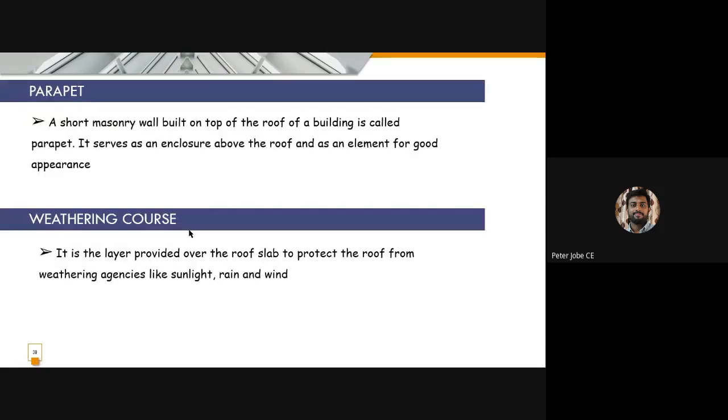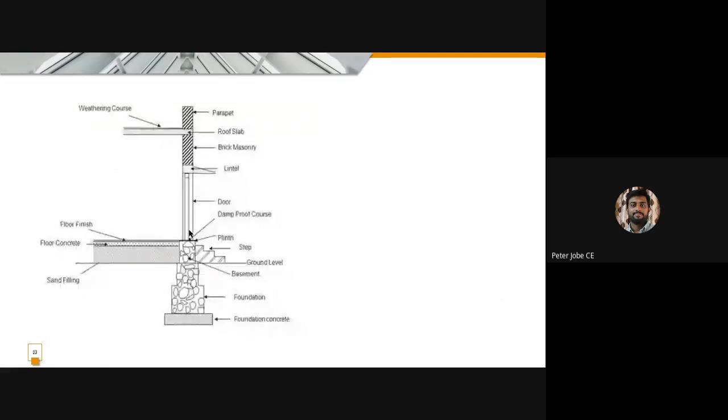And next is parapet. A parapet is a short masonry wall built on top of the roof of a building, as an enclosure above the roof and as an element for good appearance. So the main function is to provide an aesthetic appearance for our building. If this is a roof, along the boundary of our roof slab we'll provide a small parapet. The height will mostly be around 1.1 meter or 1 meter or even below that.